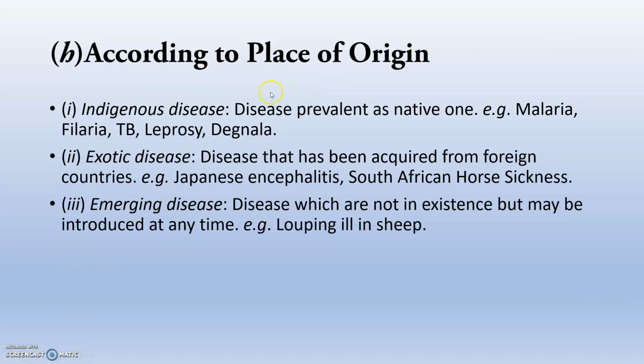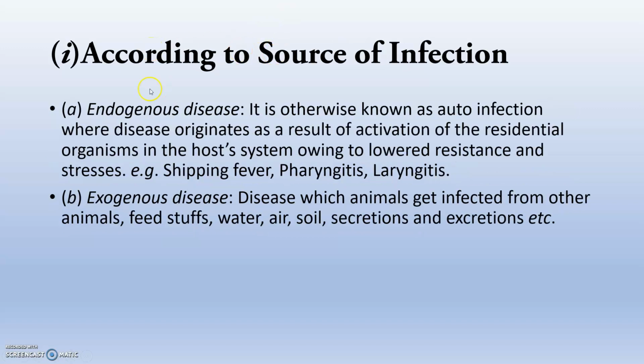According to the place of origin, they are classified as indigenous disease, that is present in India itself or our native place itself. Exotic disease is one that comes from an exotic place. And emerging disease is one that is emerging and we don't have proper details about it. Next is the source of infection. Endogenous disease is when the disease comes from inside the host system due to lowered immunity and all. Exogenous disease is due to feedstuff, secretions, soil and water, excretions and feedstuffs from other areas. So thank you guys.